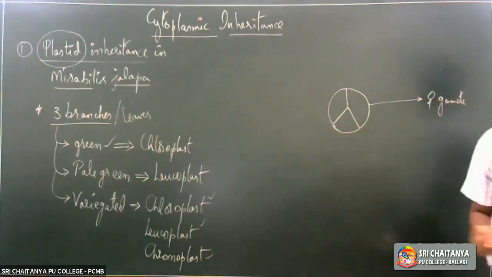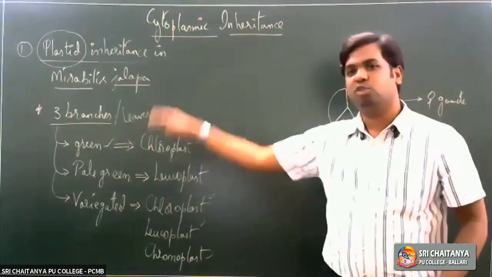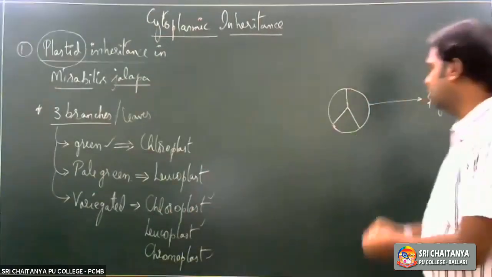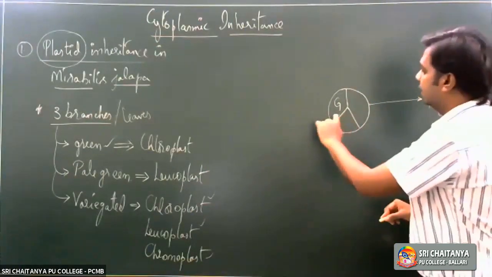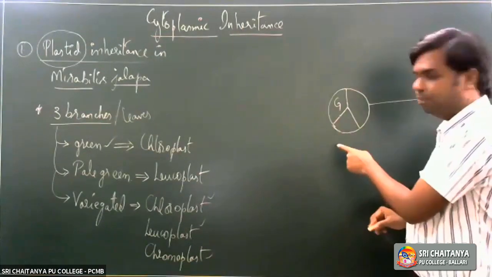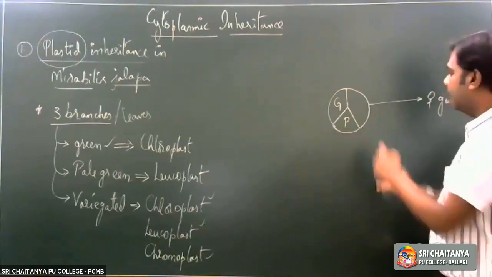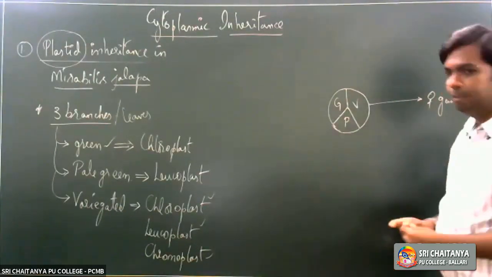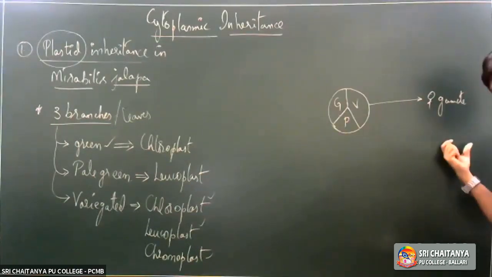Right? So this represents the female gamete. When we say female gametes, as we have said, there are three different types of branches or three different types of leaves. So let us put that here. The female gamete having green colored branches, the female gamete having pale green branches, and the female gamete having variegated branches. So these three indicate the female gametes.